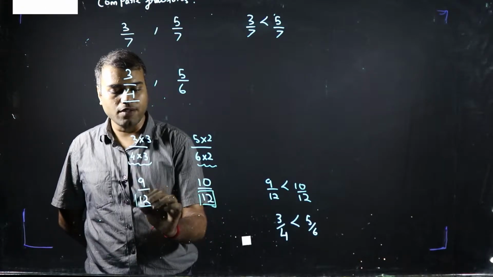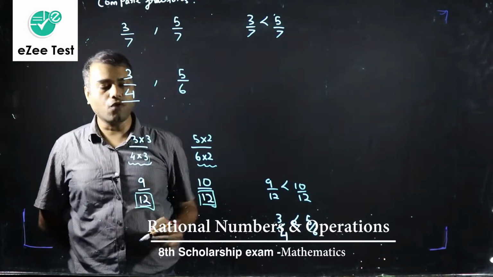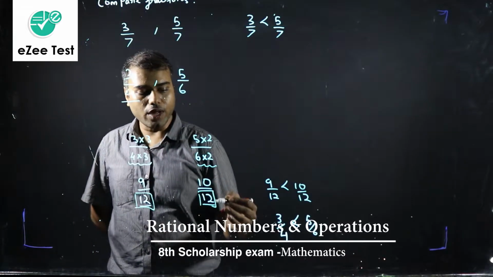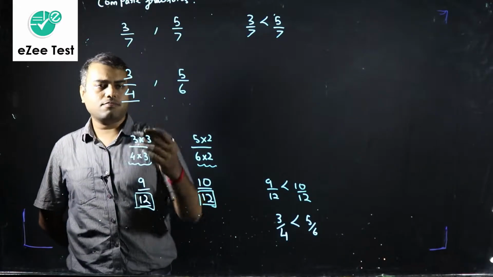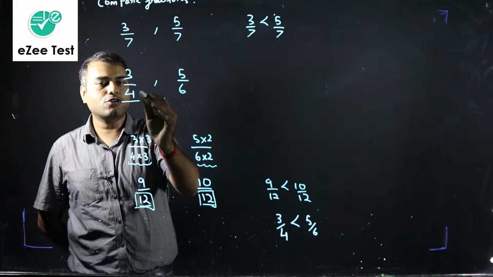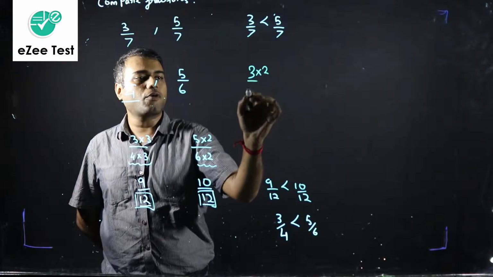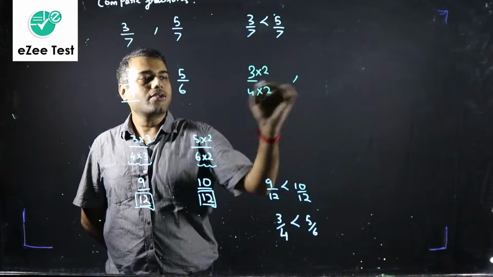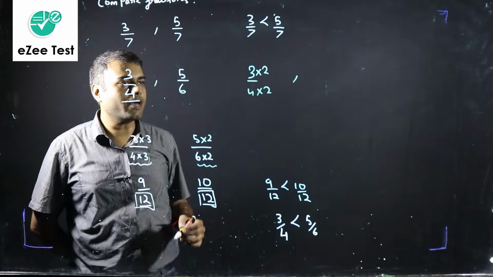12 and 12. Thus, does 12 appear in the table of 4? Yes. Does 12 appear in the table of 6? Yes. But suppose I went on to make it 4, if I went on to do something like this, 3 into 2 upon 4 into 2, right? So it will become 6 by 8, which is equivalent to 3 by 4.